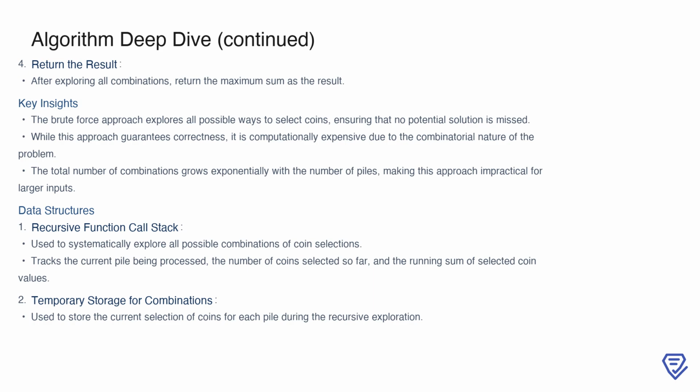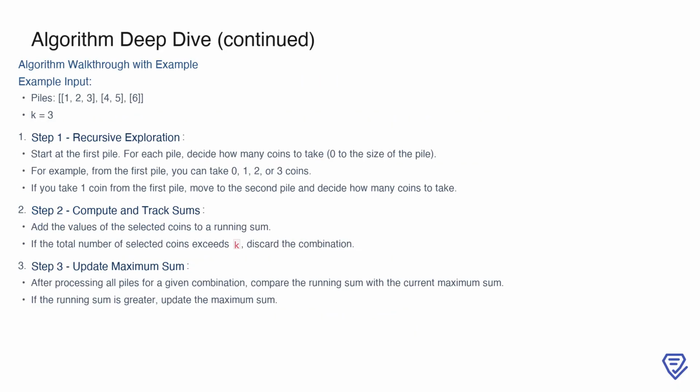Additionally, temporary storage is used to keep track of the current combination of coins chosen from each pile during the recursive exploration. These data structures help manage the complexity of the brute force method, but they also highlight its inefficiency when dealing with larger datasets. To better understand the brute force algorithm, let's walk through an example.